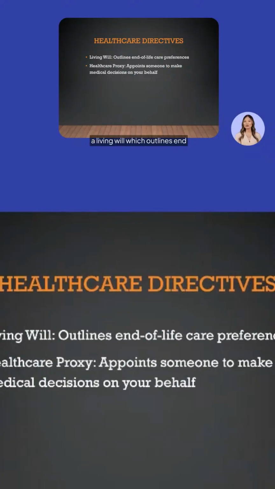Healthcare directives include a living will, which outlines end-of-life care preferences, and a healthcare proxy, which appoints someone to make medical decisions on your behalf. These documents ensure your healthcare wishes are respected.